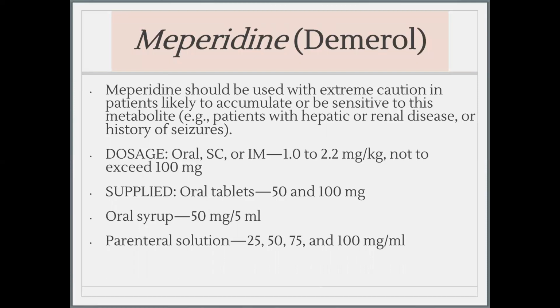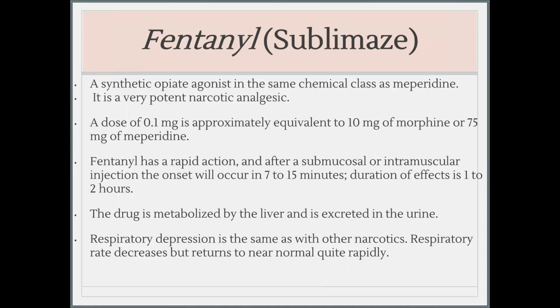It is supplied in oral tablets at 50 and 100 milligrams. Oral syrup is available at 50 milligrams per 5 ml. And the parenteral solution is available at 25, 50, 75, and 100 milligrams per ml. Fentanyl, or Sublimaze, is a synthetic opiate agonist in the same chemical class as meperidine. It is a very potent narcotic analgesic. A dose of 0.1 mg is approximately equivalent to 10 milligrams of morphine or 75 milligrams of meperidine.